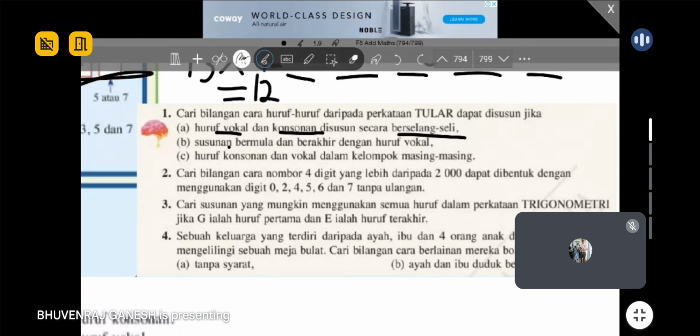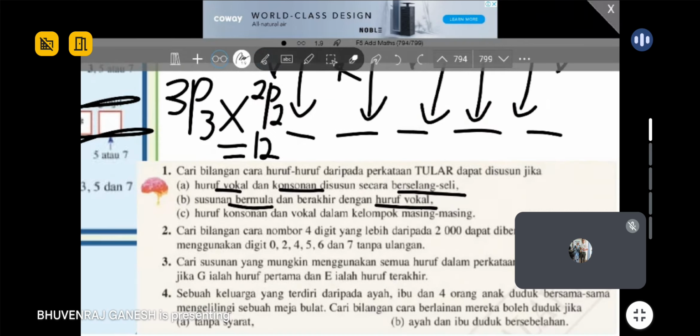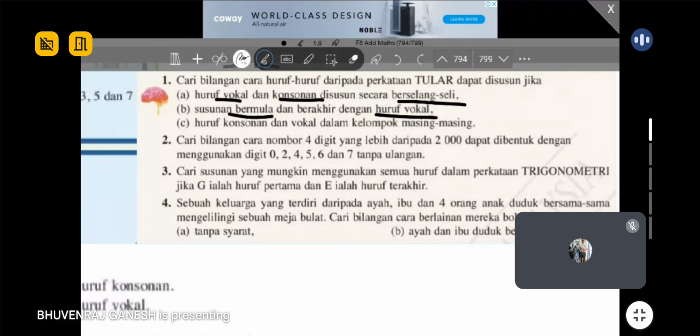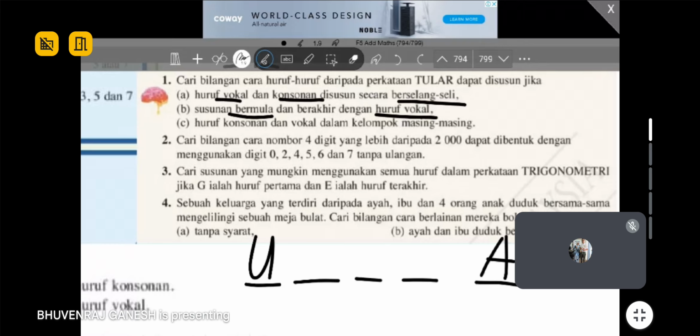Okay, so for question B, they say that it must start and end with a vowel. So how, guys? This one for part B. 1, 2, 3, 4, 5. So they say it must start with vowel, end with vowel. So how many ways? Berapa cara for question 1B? What will be the answer?